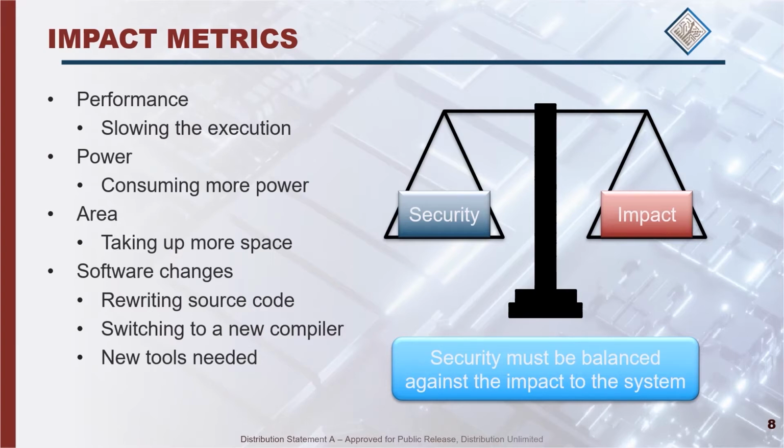Another possibility in software is we may need new tools to analyze the code or look at the code or reprocess the code. And again, depending on how elaborate these tools are, it may impact changing the source code or changing what the compiler is doing, and again, impacting the performance.